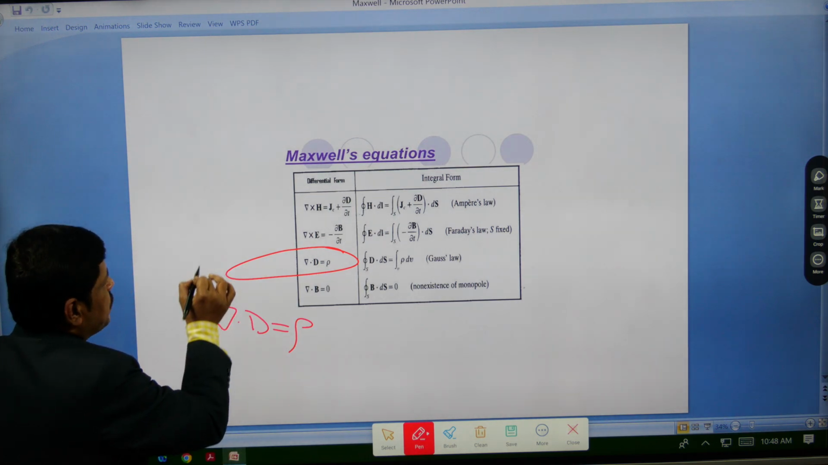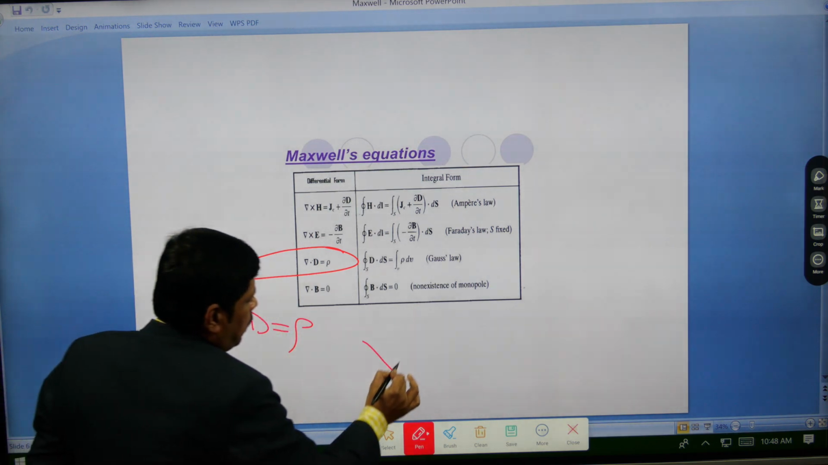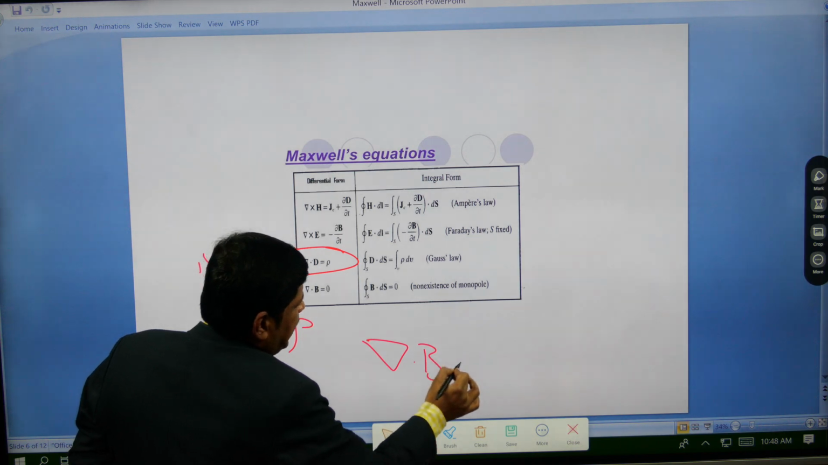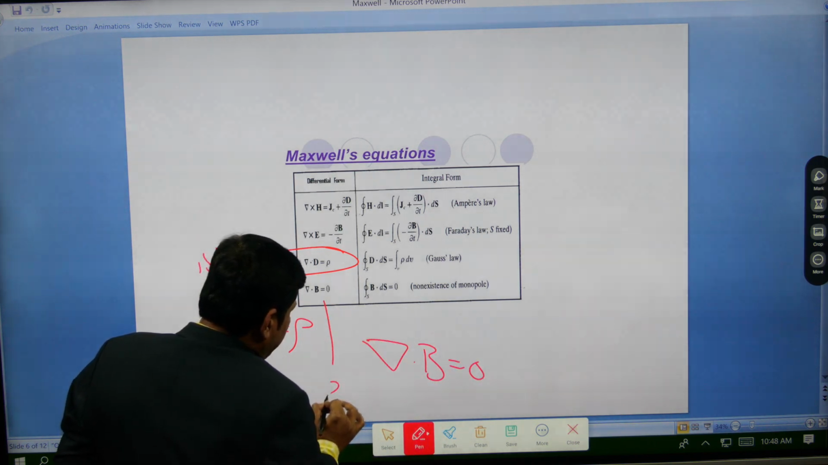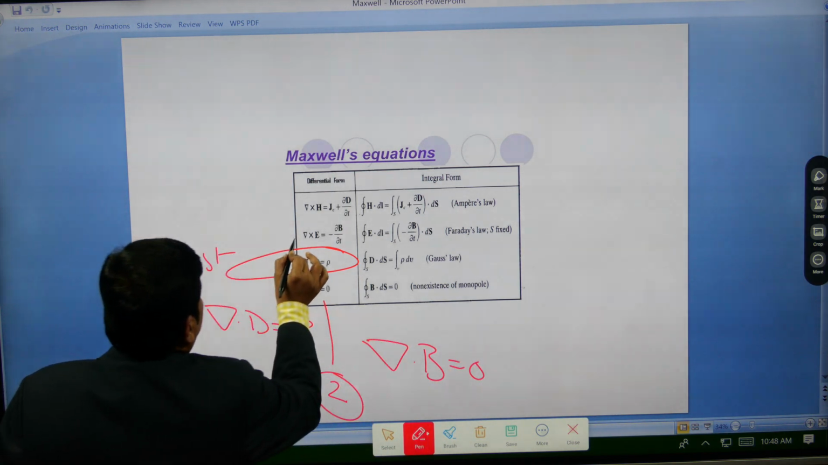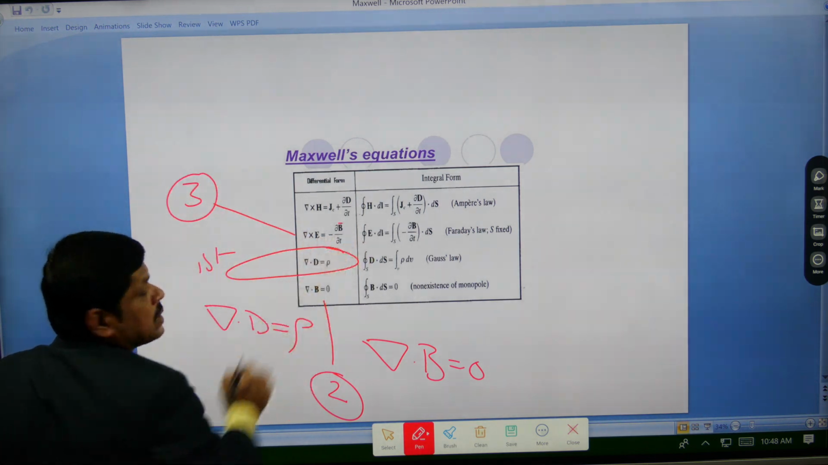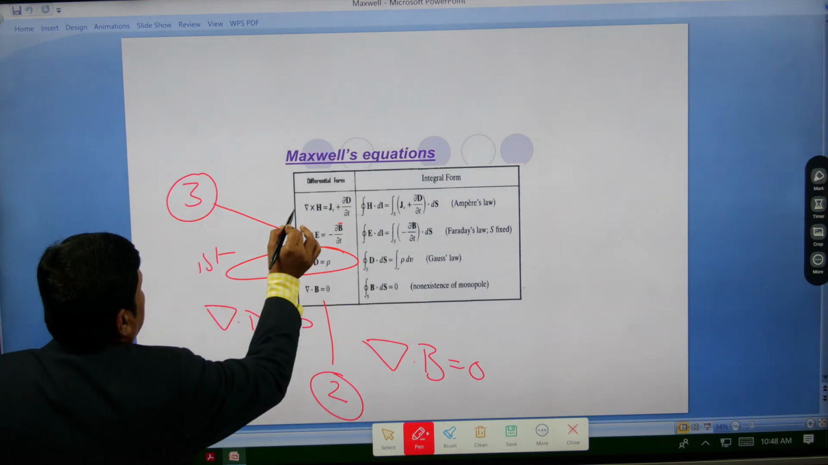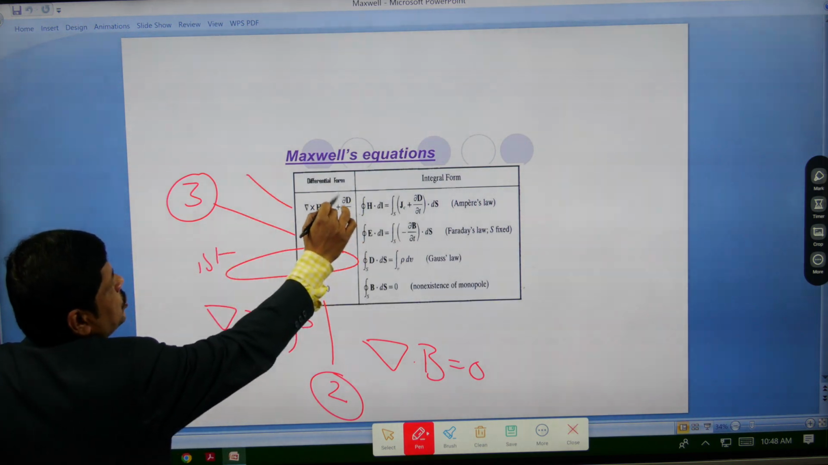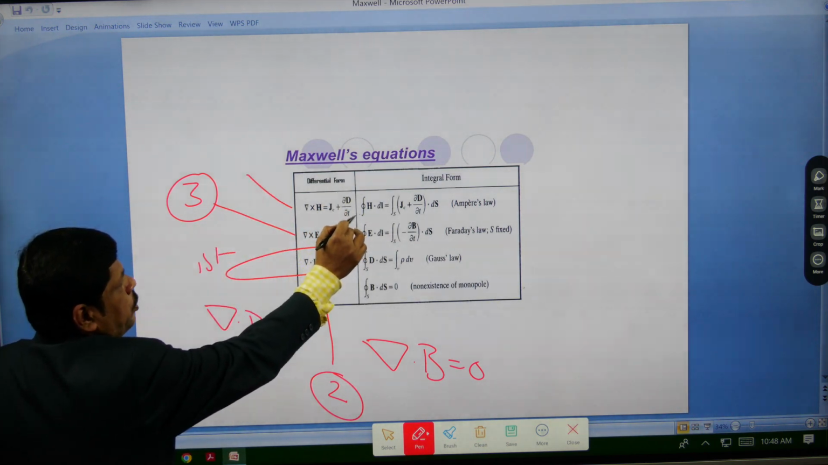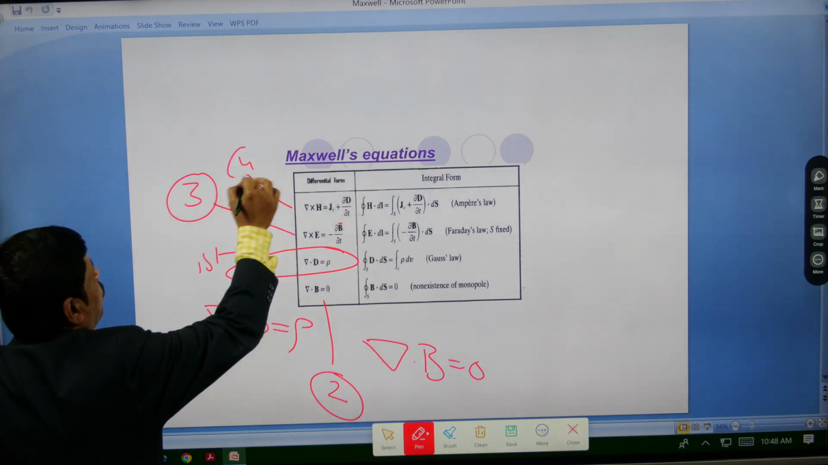This is the Maxwell first equation, and del divergence B is equal to 0. This is the Maxwell second equation, and del curl E bar is equal to minus dou by dou t B bar. This is the Maxwell third equation, and del curl H bar is equal to J plus dou by dou t D bar, is the Maxwell fourth equation.